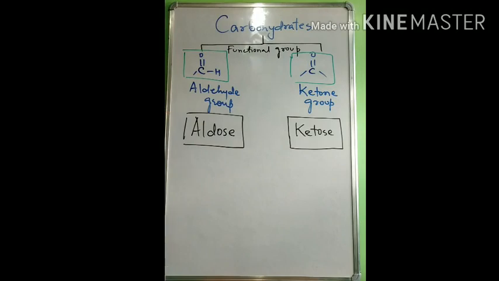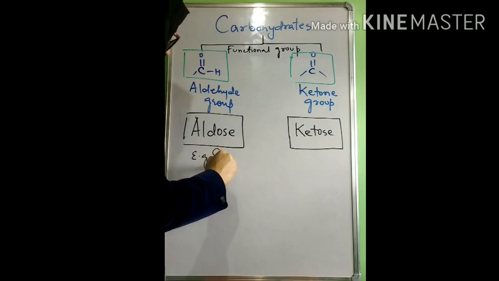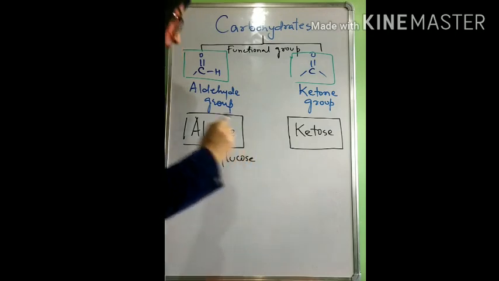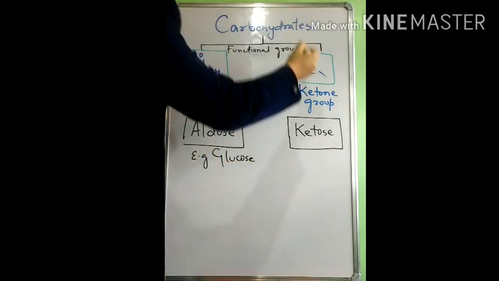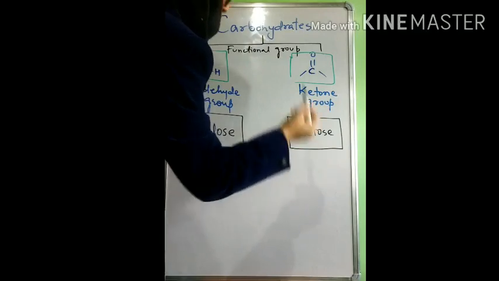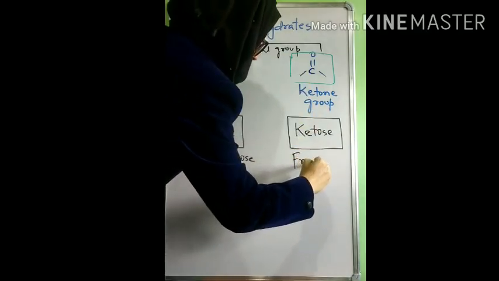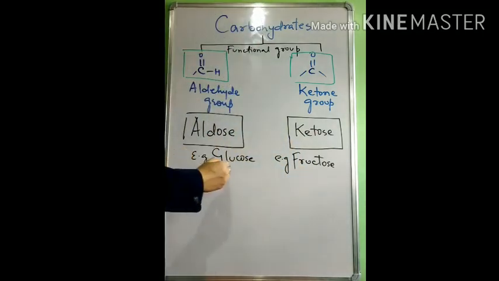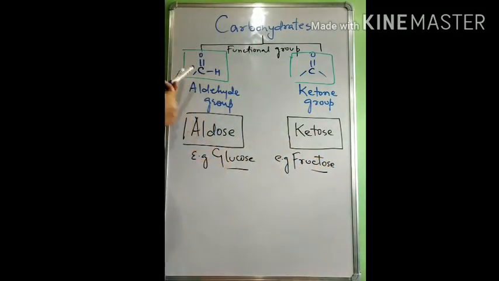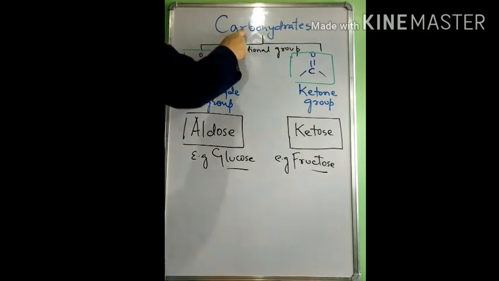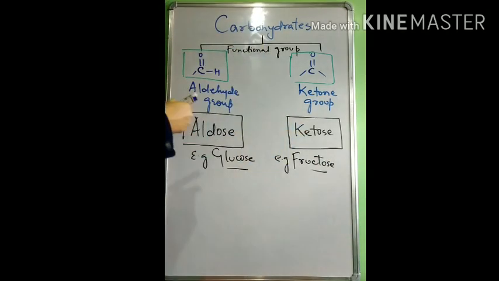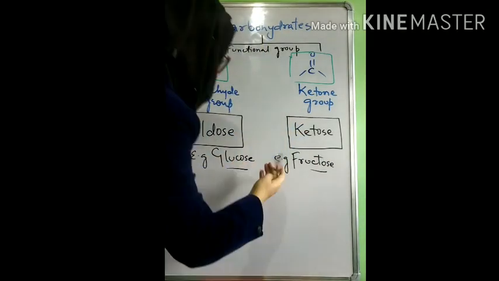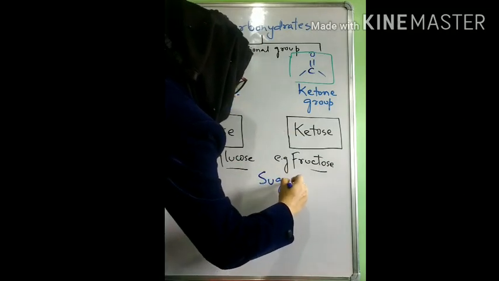Which is the example of an aldose you came to know right now? It was glucose. And which is the example of a carbohydrate under ketose? It is fructose. So you got to understand two examples over here. One was glucose, another is fructose. Both of them are carbohydrates. For both of them you use the word sugar.